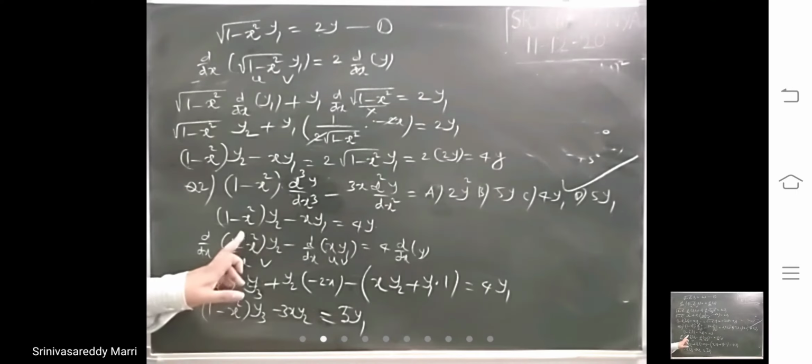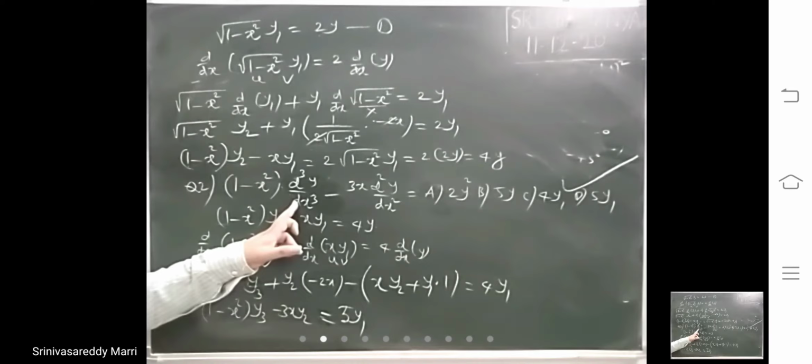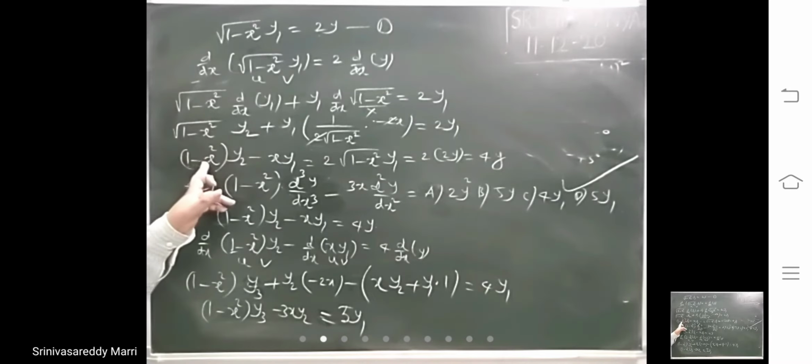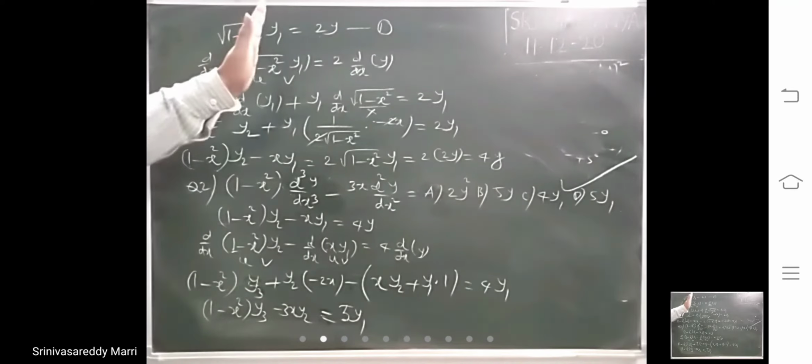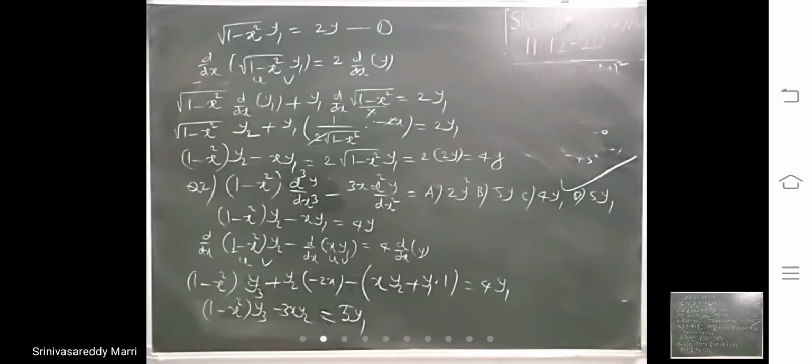Like that, if the third order derivative is there, you use the equation of second order. If second order is required, use the equation of first order. If you do the derivative on both sides, obviously you will get what he is asking. These models are important from the examination point of view.